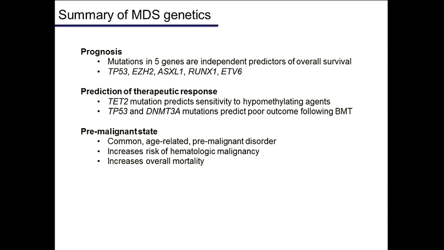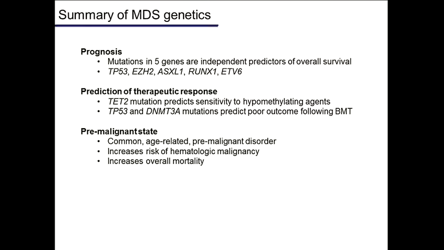So those were 3 quick vignettes that I wanted to tell you about the use of genetics in MDS, that we can use this for the prediction of prognosis, and this is already entered into clinical practice. For the prediction of therapeutic response, TET2 mutations predict sensitivity to hypomethylating agents. I didn't tell you that story. p53, DNMT3A, and TET2 mutations predict poor outcome following bone marrow transplant.